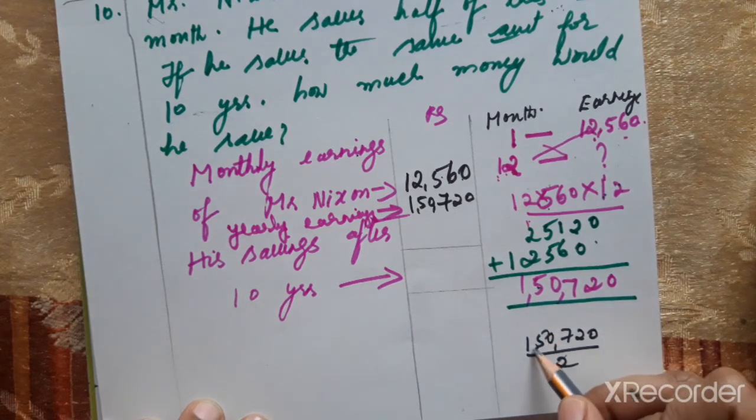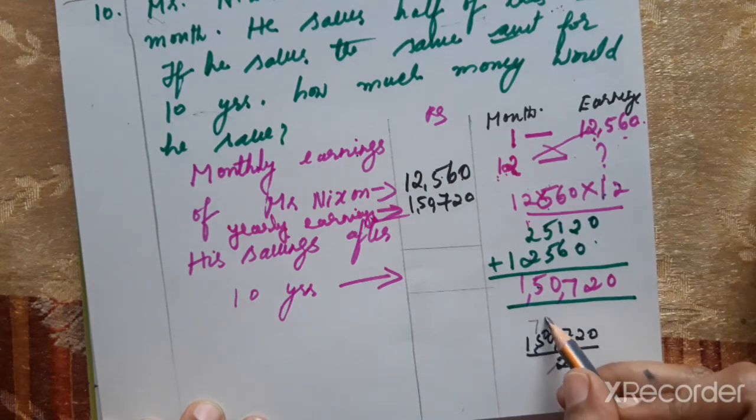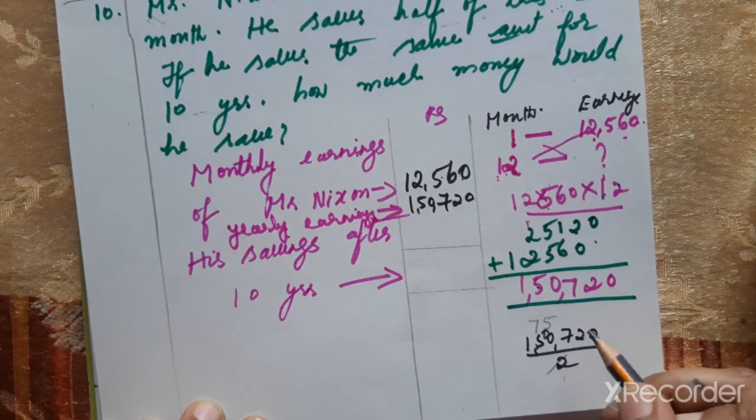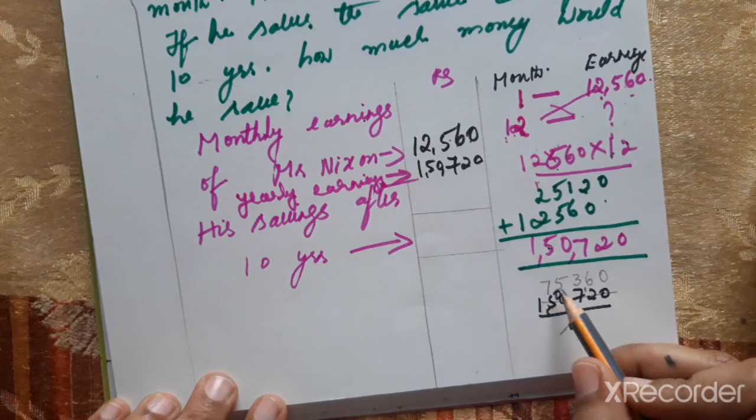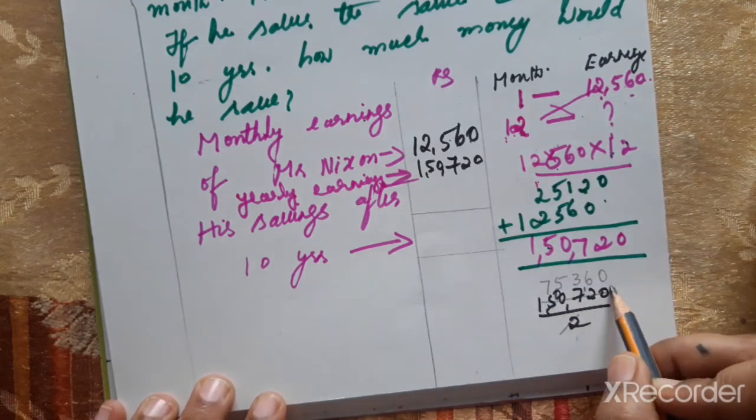2 ones are 2, so 15. 2 sevens are 14, nearer to 15. So 15 minus 14 means 1 is a remainder. So 10. 2 fives are 10. Then 2 threes are 6, nearer to 7. 7 minus 6 means 1 is a remainder. Now together it is 12. 2 sixes are 12 and 0 we can write as it is. So in 1 year he saved 75,360 rupees.